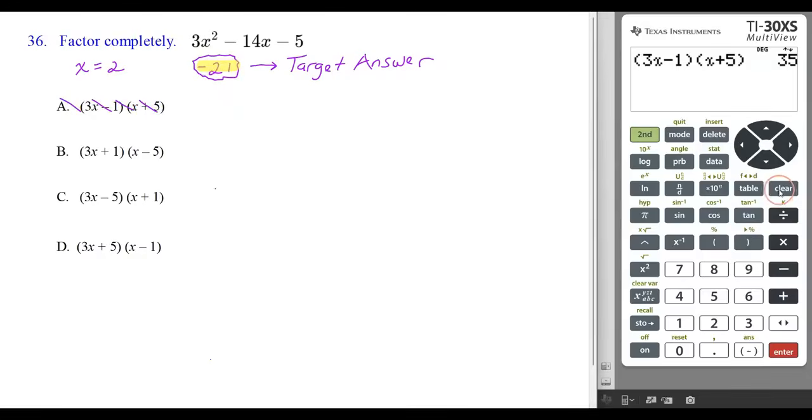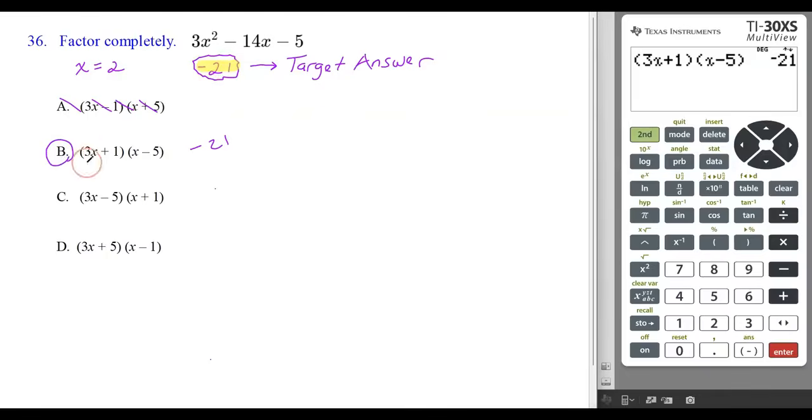Let's go to B. Hit clear. Let's punch this in. I'll punch it in quicker. 3x plus 1 and then x minus 5. Make sure this matches up with this. Hit enter and I get negative 21. That matches up with my target answer, right? So since this matches up with this, B has to be my answer choice. And I circle B and I move on.